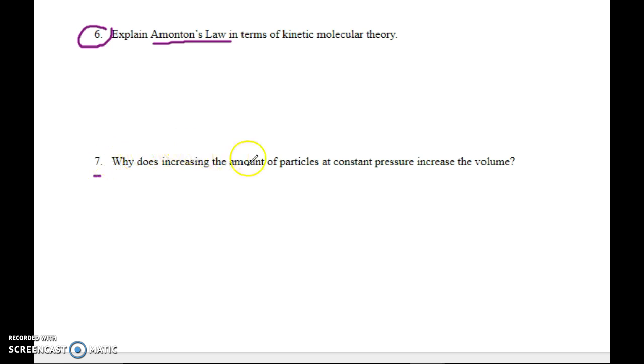And then finally, for number 7, why does increasing the amount of particles at constant pressure increase the volume? If the pressure has to stay the same, more particles would give you a higher pressure because there would be more collisions. So in order to keep the collision rate the same, they have to have a bigger area to work through, so that even with more particles they hit the walls proportionally the same amount, because they have to travel a larger distance. So that's just a quick review of some of the basic laws of gases.